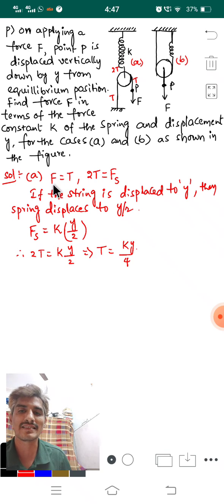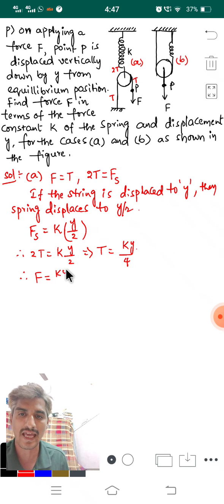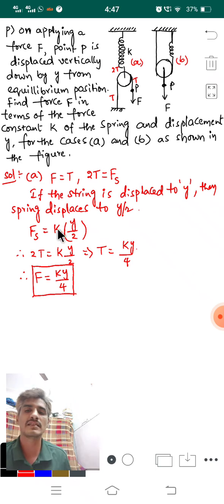What is this T here? This T is nothing but the applied force. Therefore, finally we can write the applied force F is equal to Ky by 4. In what case? In case 1. This is in the first case.